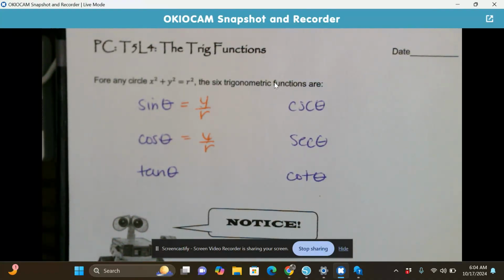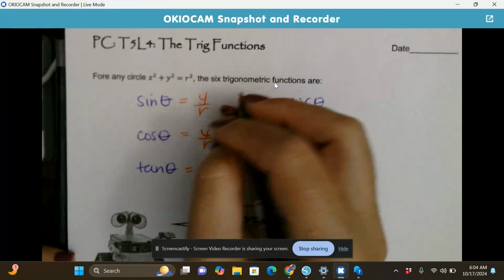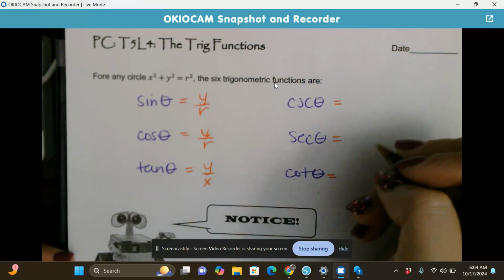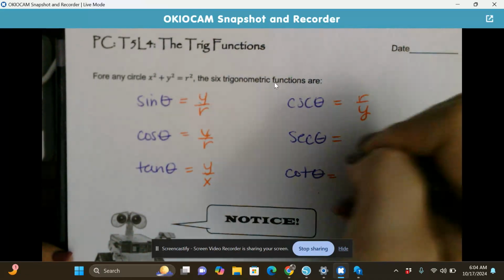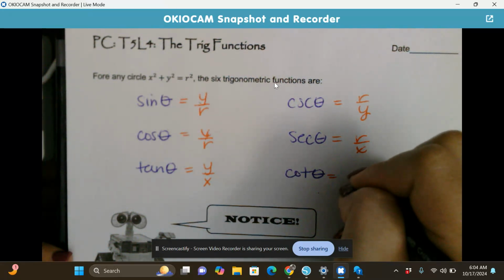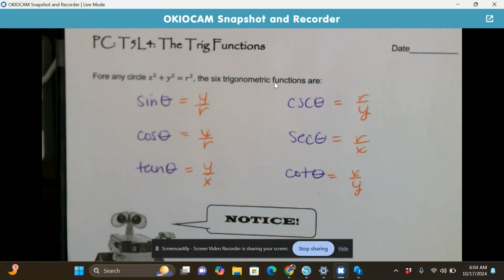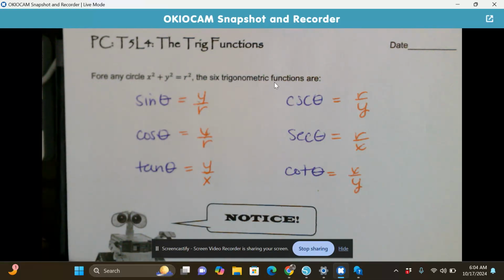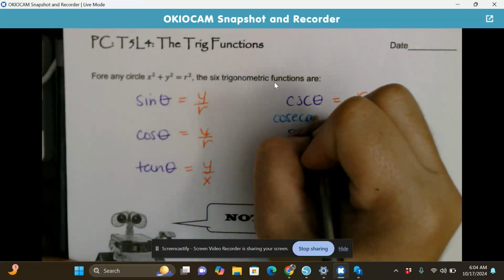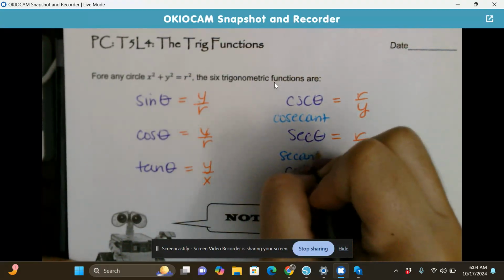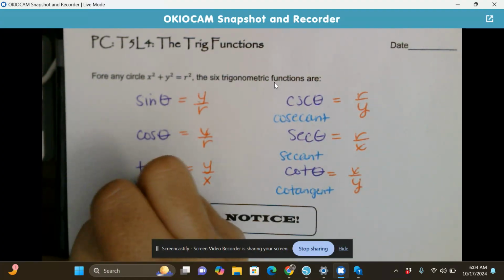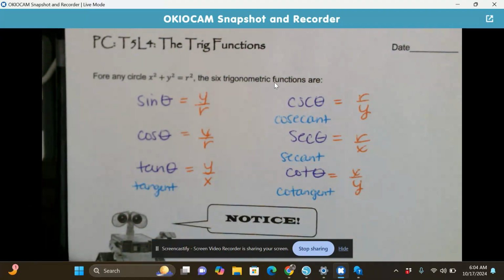All right, so today we're going to add in tangent, which is going to be y over x, and then cosecant, which is going to be r over y, secant, which is going to be r over x, and cotangent, which is going to be x over y. A couple of things you do need to know, and I'm going to put under here how to say these just in case you don't remember: this is cosecant, and this is secant, and this is cotangent, and obviously cotangent, since we didn't do this one yesterday, goes along with tangent.